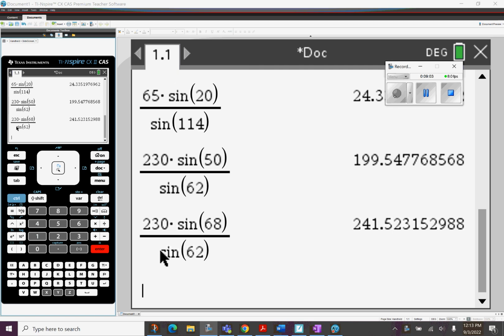So 230 times the sine of 50 degrees divided by the sine of 62 will give us, I guess we should round that off to the tenths place, 199.5.